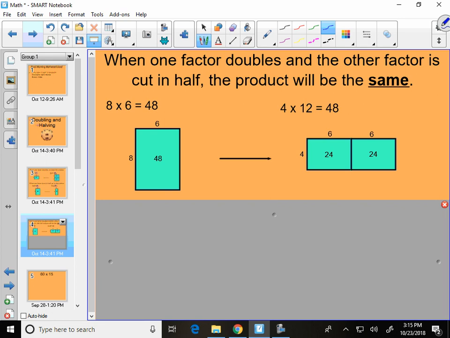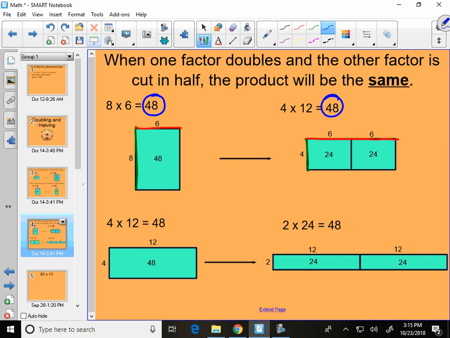So let's look at that. We're starting with 8 by 6, and we get 48. What if we cut one of them in half? So the 8 gets cut in half to a 4, and the 6 gets doubled into a 12. The answer stays the same. If you double one of them, but you cut the other one in half, it's like you've done nothing at all. The answer or the product is still the same.